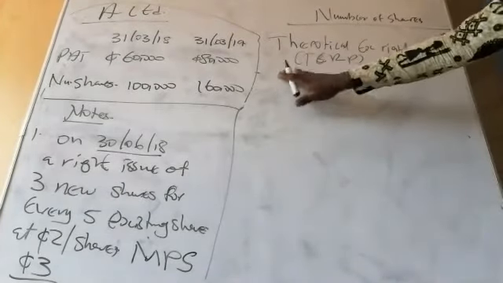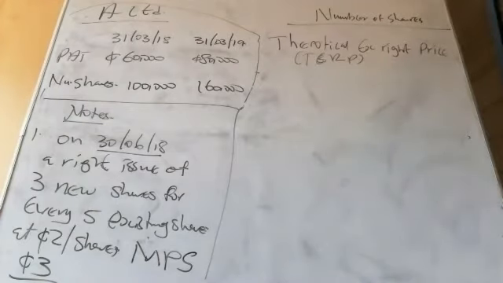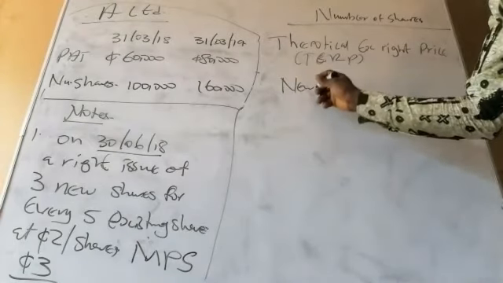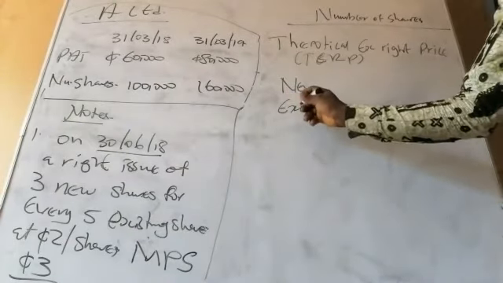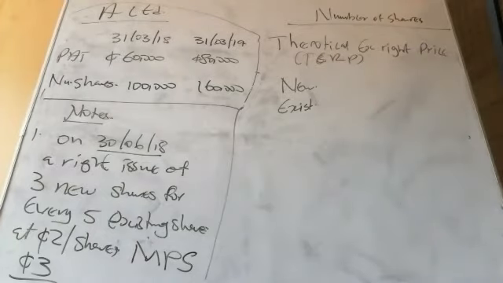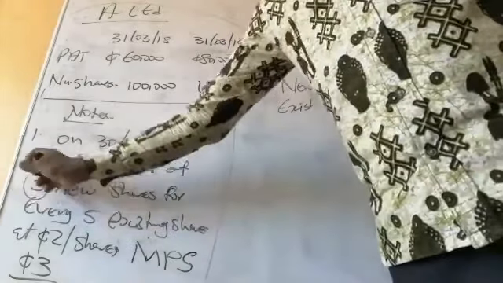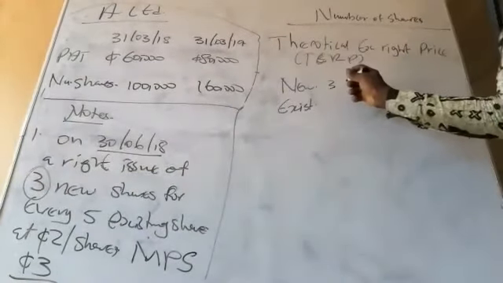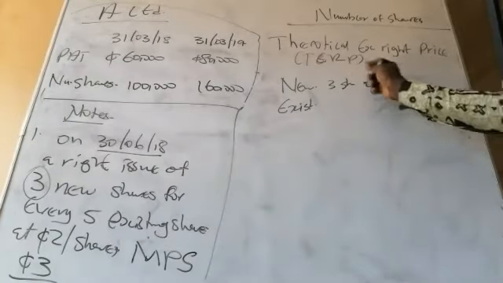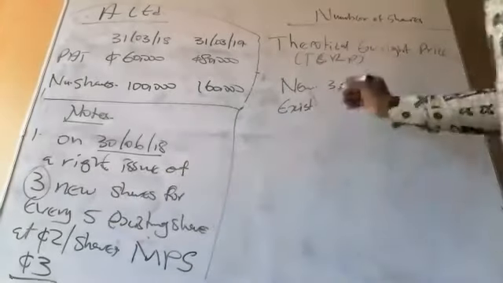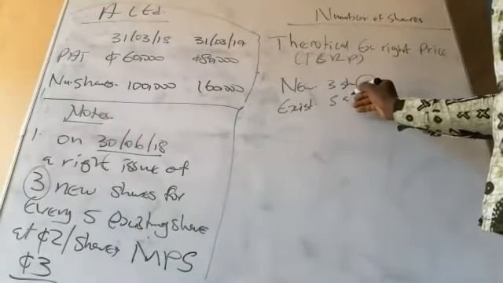Now, how do you get it? There are so many ways. Let's consider this approach. First, what you do is you get the new shares. So write here new, and write here existing or old. So the new shares, how many shares? Let's go to the ratio. 3 new shares, so write the 3 shares here. 3 new shares for every 5, so the old one will be 5 shares. I'm going for the share price.